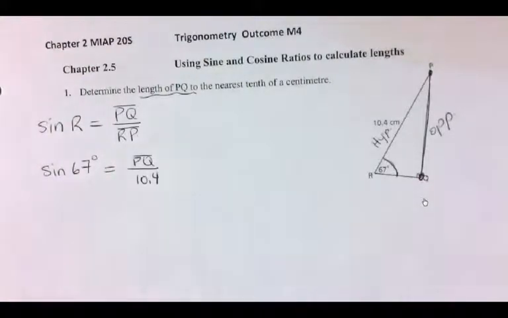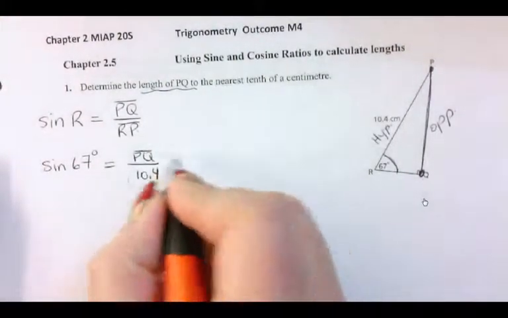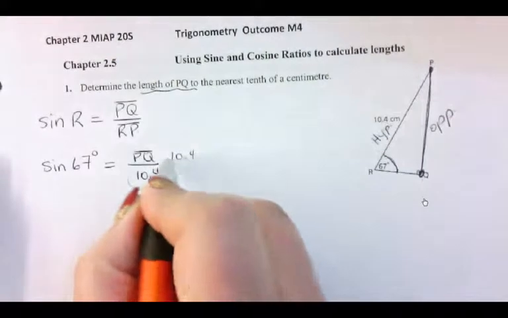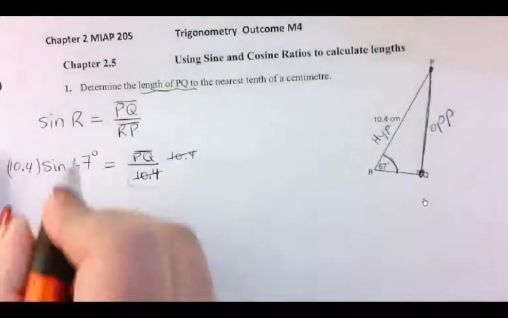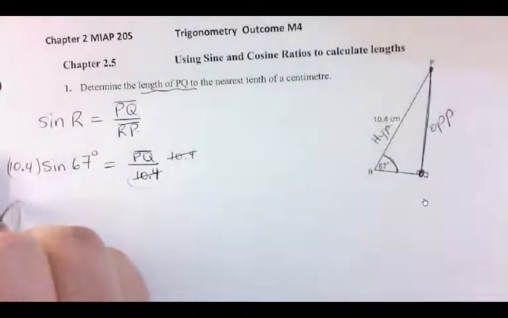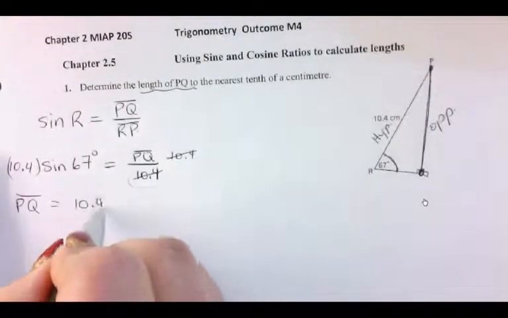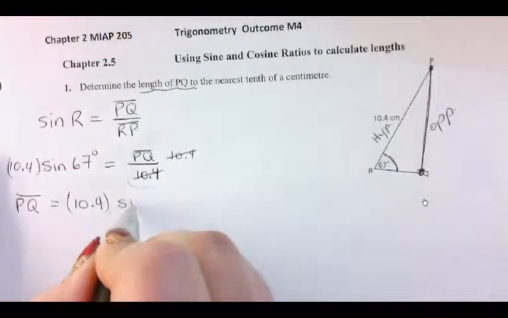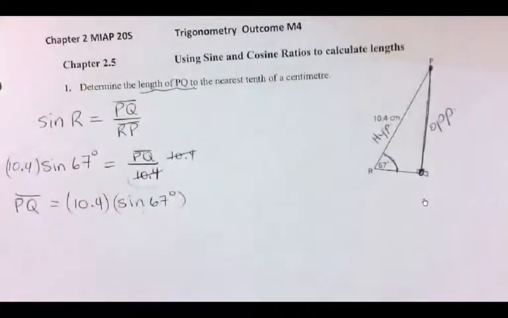Isolate PQ, so I'm going to take this number and multiply it here and here, right? So 10.4 cancels with that, so I have to multiply it on this side too. So PQ equals 10.4 times sine of 67 degrees. All right, now I just have to find my calculator. That's the tricky part. Oh, there it is. Okay.